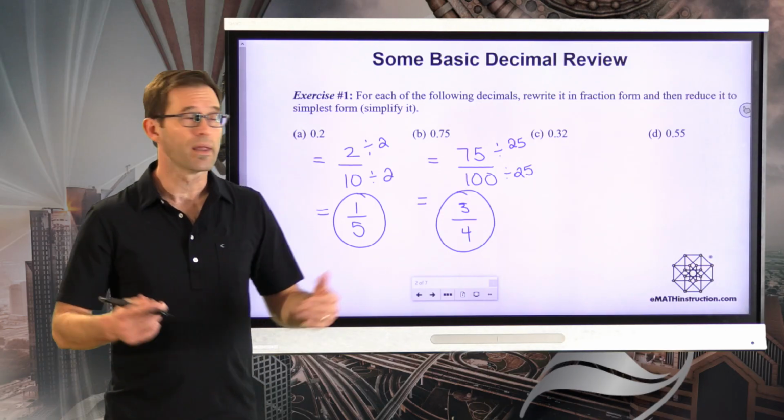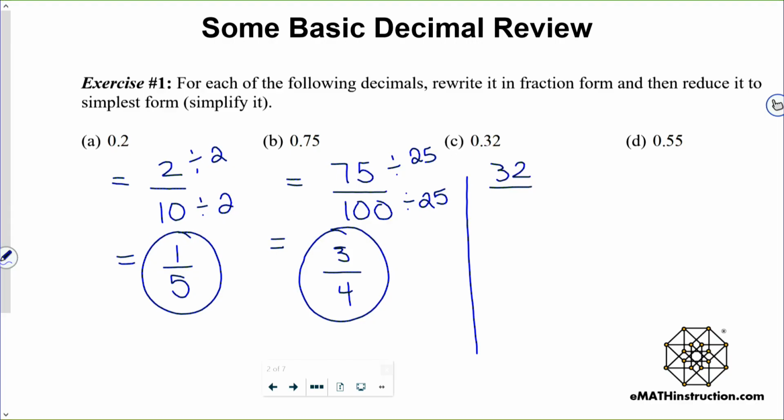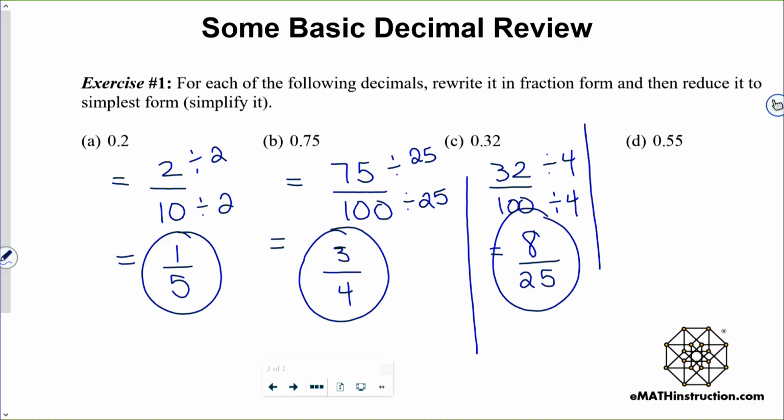All right, so in letter C, right, 0.32 is the same as 32 100ths. Both 32 and 100 are divisible by 4. 32 divided by 4 is 8. 100 divided by 4 is 25. So 0.32 is the same as the fraction 8/25. In letter D, we have 55 hundredths, right? Now there's not much we can do, but we can divide both the numerator and the denominator by 5 to simplify it. 55 divided by 5 is 11, and 100 divided by 5 is 20.